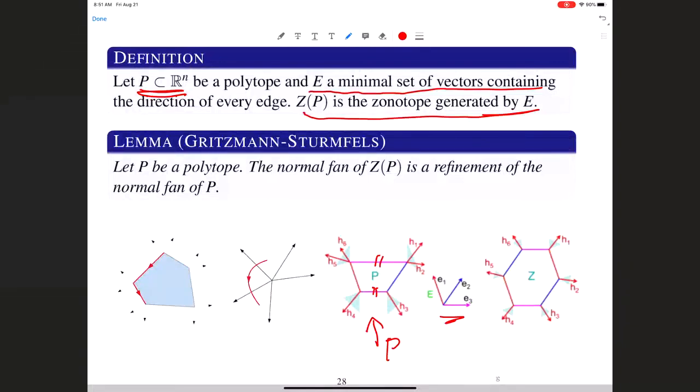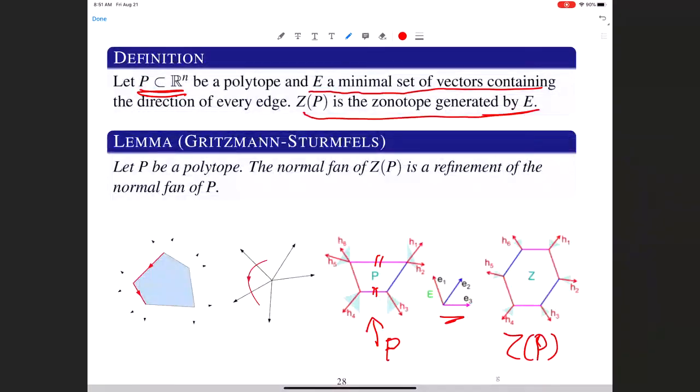And with these 3 edge directions, I can construct a zonotope. This zonotope is this hexagon here. So I have more vertices, you see? So from P, I get a zonotope, a zonotope that depends on P. I can construct that zonotope very easily.